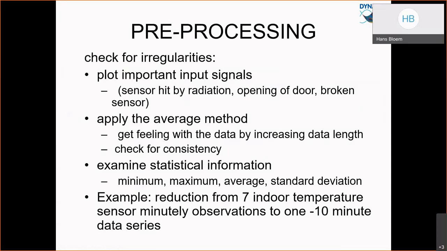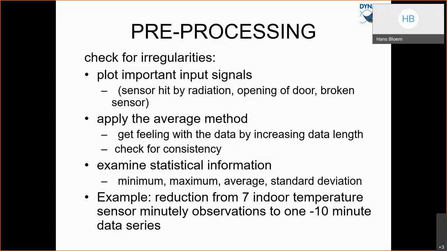So one of the first steps that has been identified as very important is the pre-processing step of the data that has been collected. The first thing you always have to do in this analysis process is to see if the data that you have collected from experimental work has no problems.